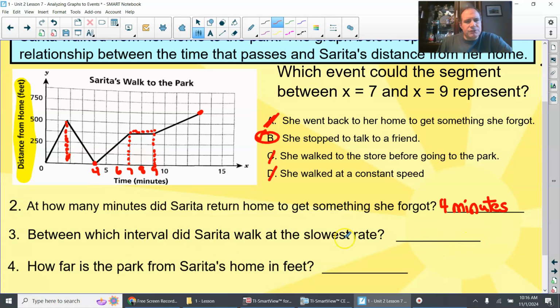Which interval did Sarita walk at the slowest rate? And I'm going to say from 9. She was pretty quick here. We're just still going by the lines. This is not a steep line, so she's walking at a very slow rate. So I'm just going to put the numbers together. This is from 9 to 13.